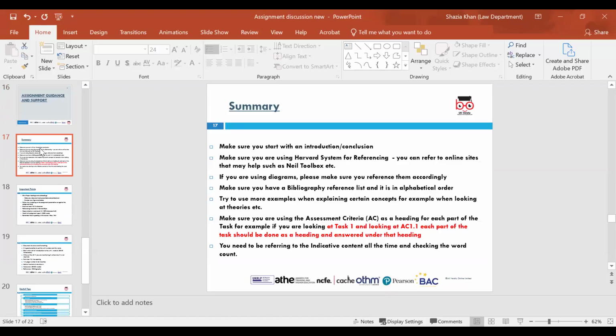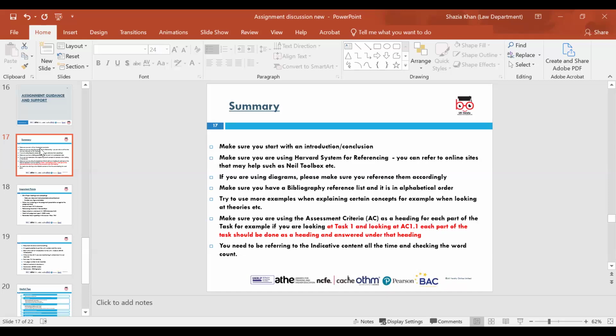Make sure you are using the Harvard system of referencing, and the online site is one called Neil's Toolbox, and I've put it there for you. If you're using diagrams, please make sure you reference them. Make sure you have a bibliography list at the end, and it's in alphabetical order. Try to use more examples when you're explaining concepts.